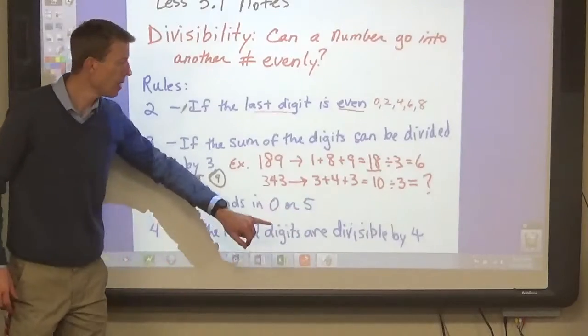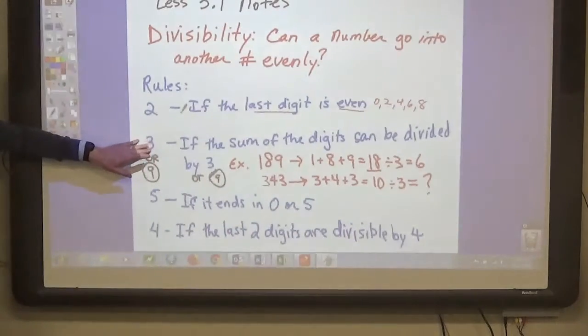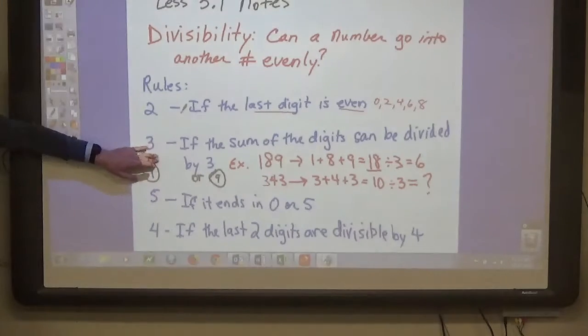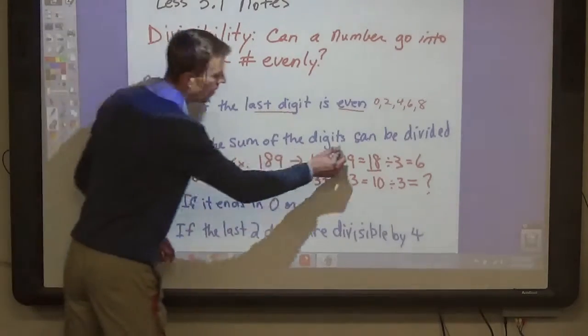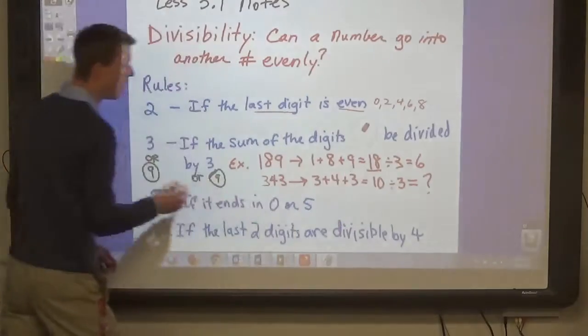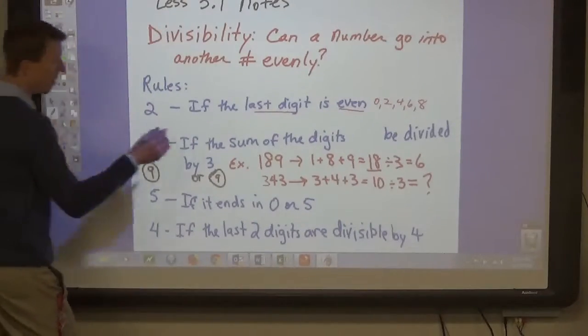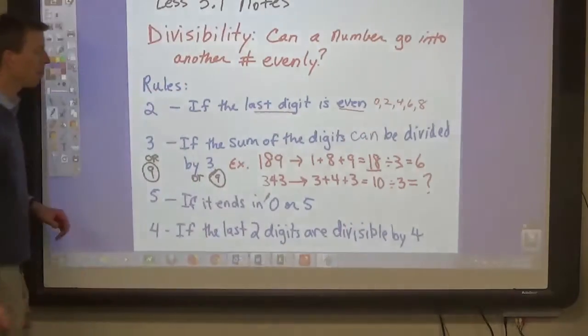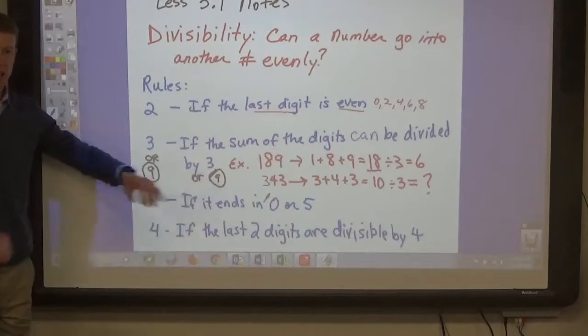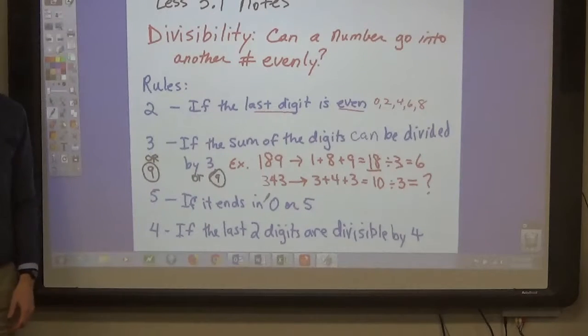Let's spend some time on the rule for 3. This one's a little bit more complicated, but it's pretty easy to understand. You just have to remember what to do. The rule is that if the sum of the digits can be divided by 3, then the entire number can be divided by 3.